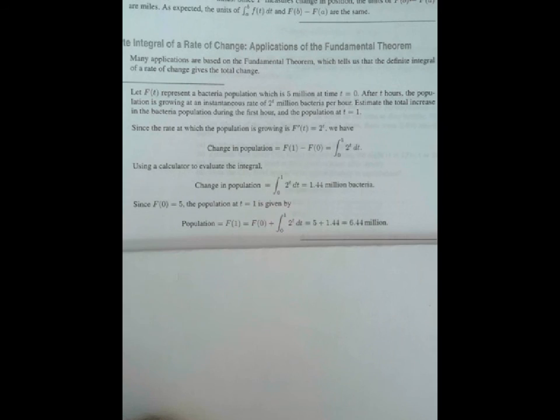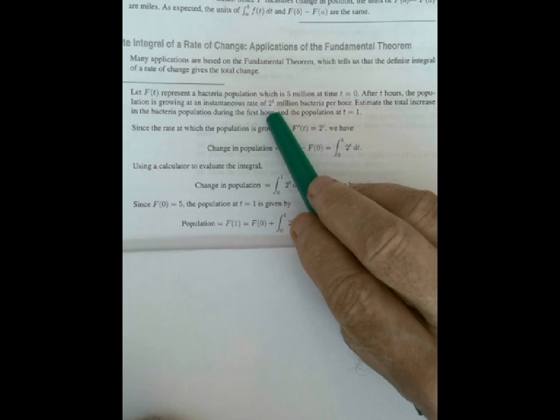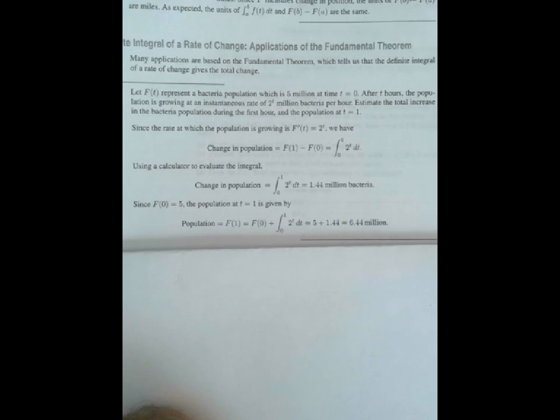Let f of t represent a bacteria population which is 5 million at time equals 0. In other words, f of t represents the total number of bacteria. Now, after t hours, the population is growing at an instant rate of 2 to the t power million bacteria per hour.